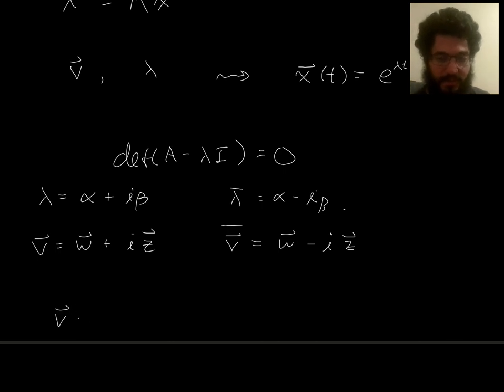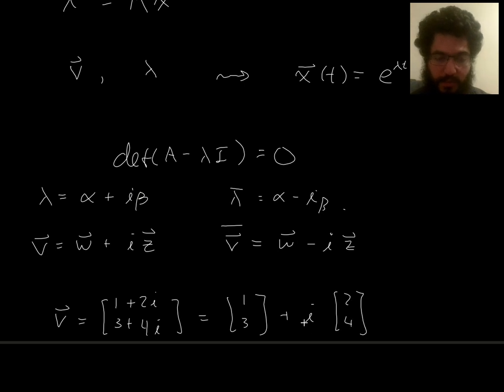Let me give you an example, since I think I'm writing this kind of notation for the first time. Let's say v is 1 plus 2i, 3 plus 4i. Then you can write that as a real vector, 1, 3, plus i times an imaginary vector, 2, 4. So what I mean when I write it out like this is that w would be 1, 3, and z would be 2, 4. So these individual vectors, w and z, are vectors with real entries, and I've portioned off the parts that have an i multiplied by them and the parts that don't.